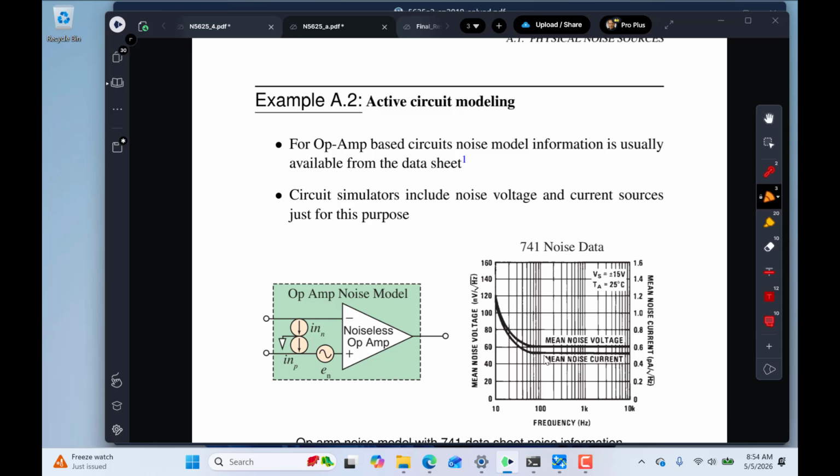So I looked up the op amp noise model, and it's got two current sources in shunt at the input, and then it's got a series equivalent voltage En. And then I went to the data sheet, and I did this for the old 741 op amp, the really antique op amp that's still used.